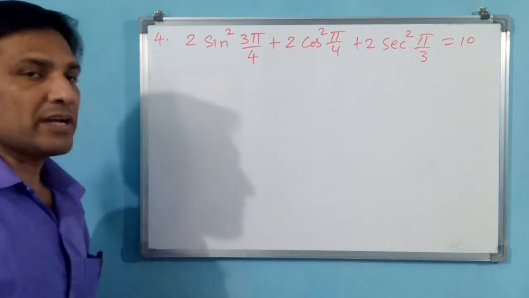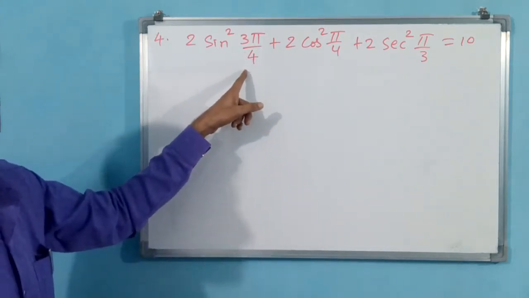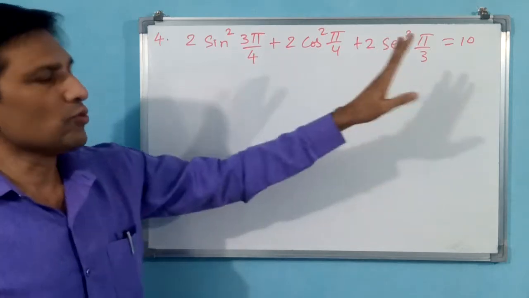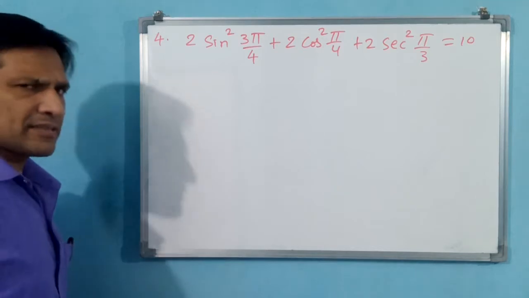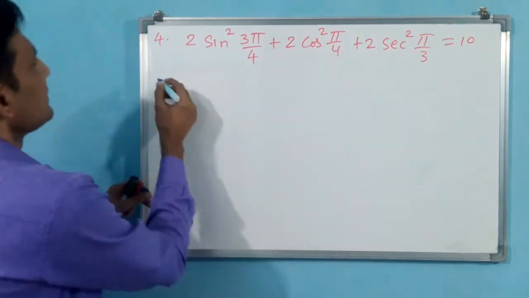90 plus 45, 135. 135 degree angle will come. Okay, 2, 2, 2. Okay, this you have to prove equivalent to 10. Let us see, let us convert these radians into degrees.